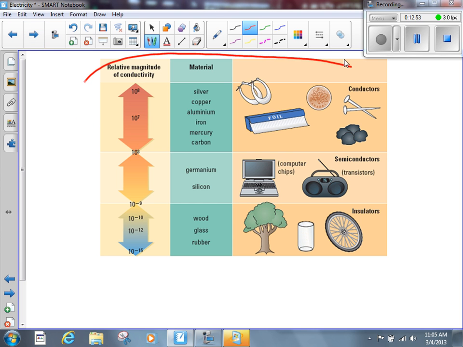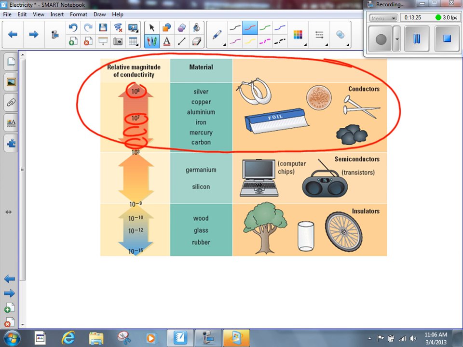These things up here are good conductors. The relative magnitude of the conductivity basically just says how much better of a conductor it is than something else. So if we say, let's say iron has a conductivity of 10 to the 7, and silver and copper are 10 to the 8, then silver and copper are about 10 times better of a conductor than iron would be. You can see that you got mercury, copper, aluminum, iron, carbon.